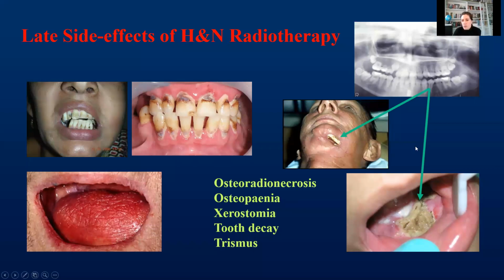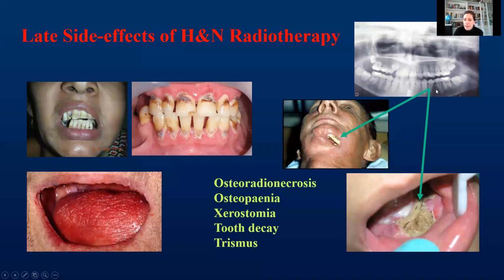And then the dreaded osteoradionecrosis that we see. This can be caused by many things. We know that some patients are more susceptible to it. The higher the dose, the more likely it is to occur. You can see this exposed mandible here. You can see the exposed mandible within the mouth, and it corresponds with the lucency on the X-ray, on the Panorex X-ray here.